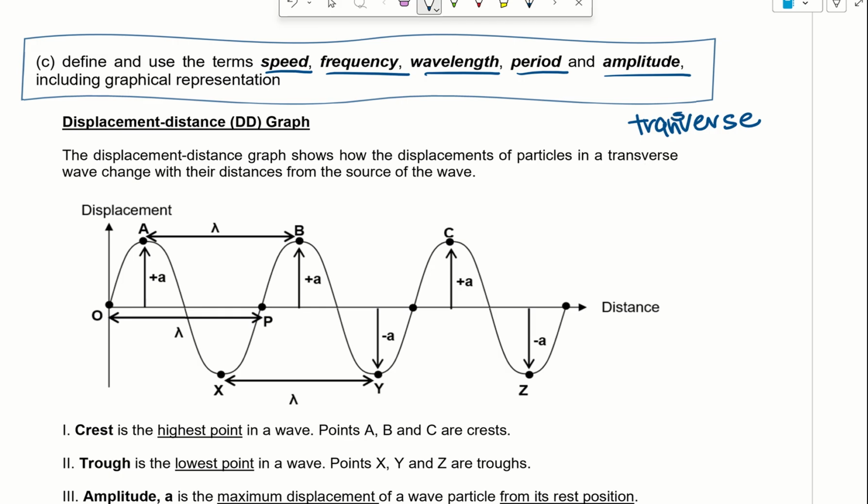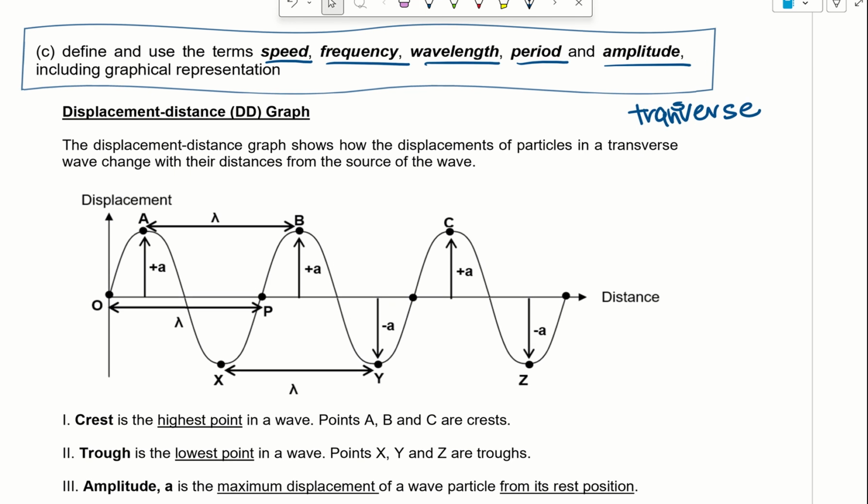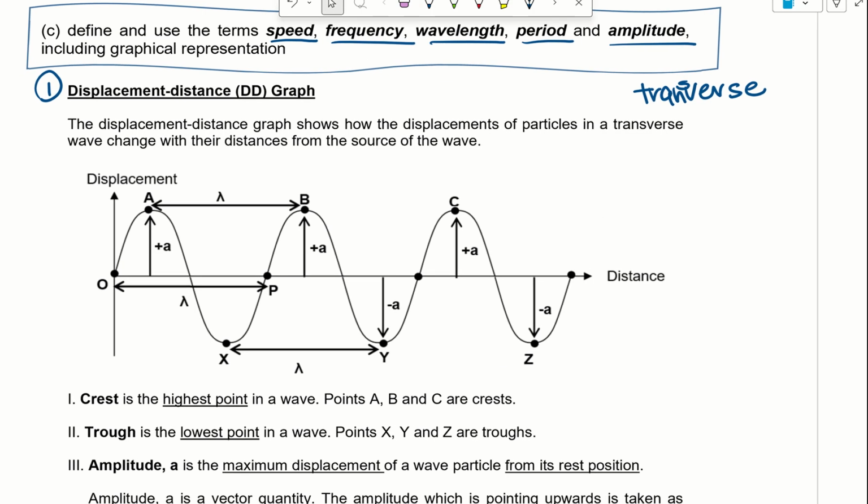Transverse. Okay, we have two kinds of graph. The first graph is the displacement distance graph, DD graph. Okay, so what does it show? It shows the displacement of particles in a transverse wave and how they change with their distance from the source of the wave. So the particle here is the furthest away from the source of vibration.